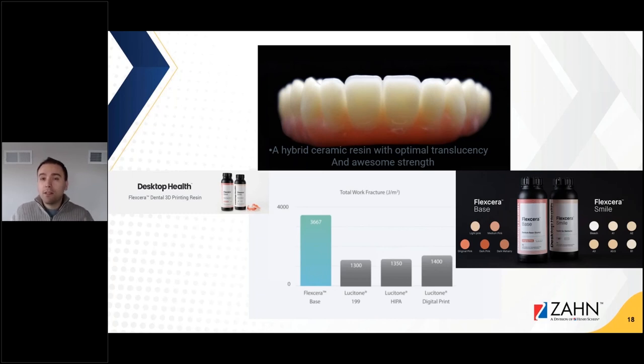It's going to be with these hybrid-like materials that take some of the properties of ceramics, composites, and acrylics and mix it all together to give us the ultimate material. It's an extremely strong material. We're still testing it here at the facility. So far, we've had really good results, and we're going to try to incorporate it more and more into our milling center.